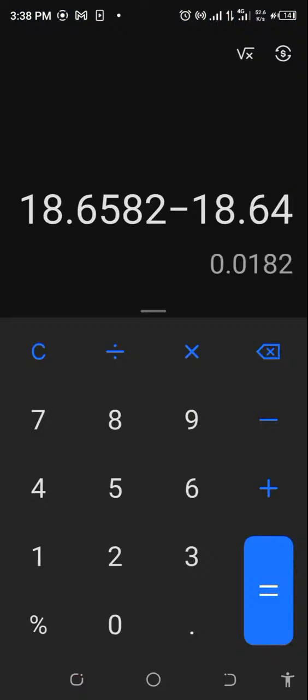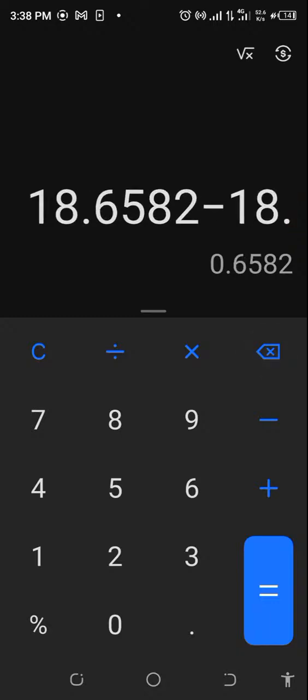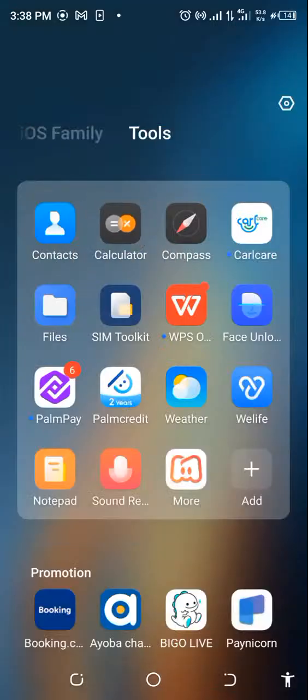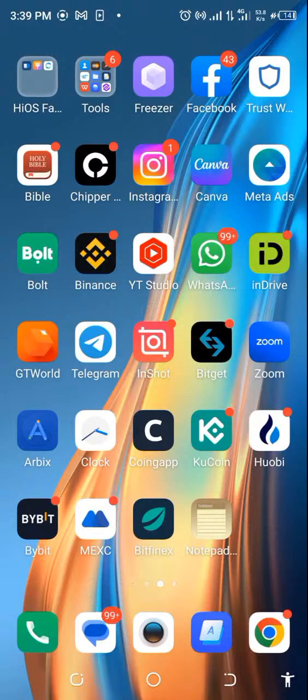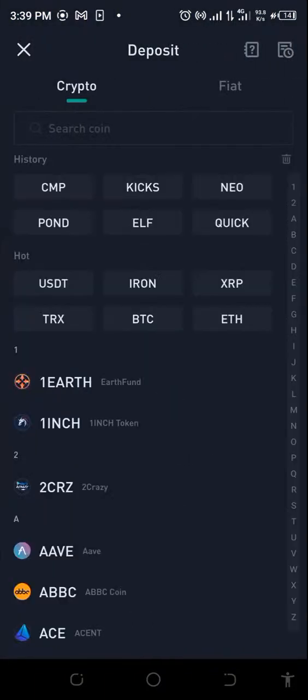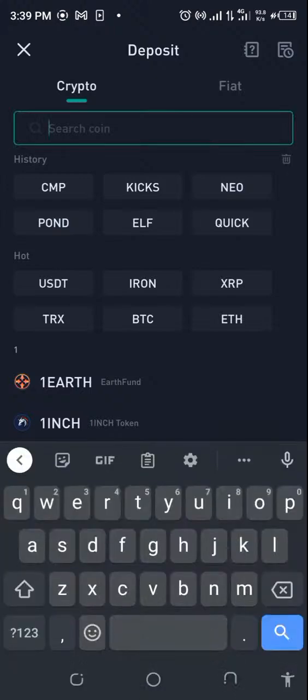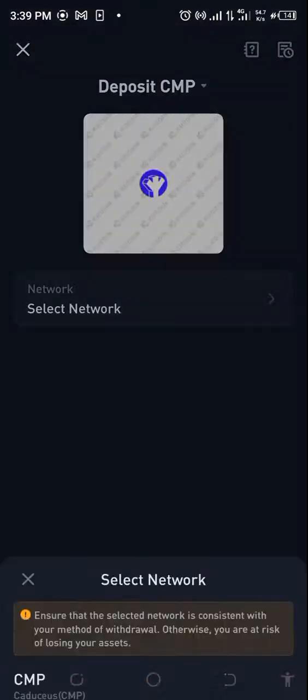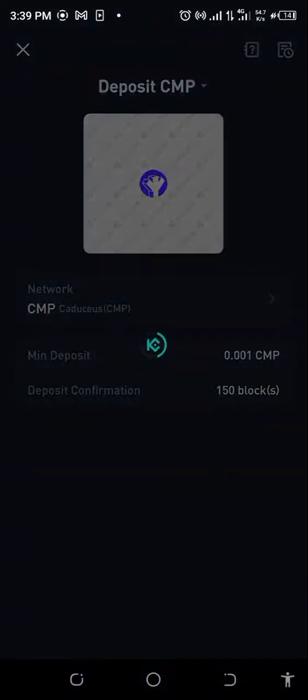18.81. Okay, that looks like we are going to get 15 cents. Let's just move. We are already on this, so we shouldn't waste too much time. So let's quickly go in there and pick up the deposit address. That's supposed to be CMP. Okay, CMP. So let's go ahead and pick that quickly.